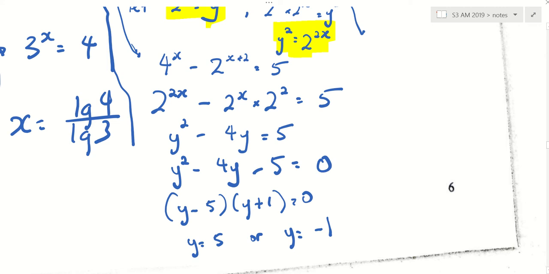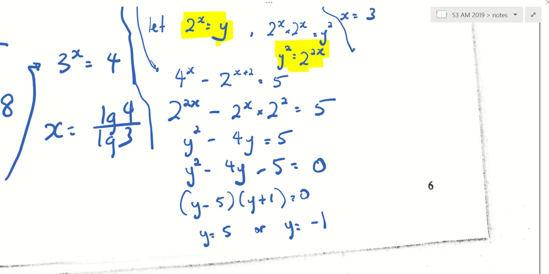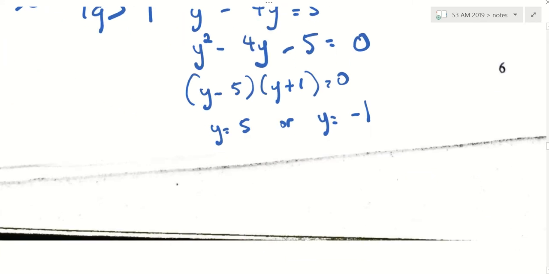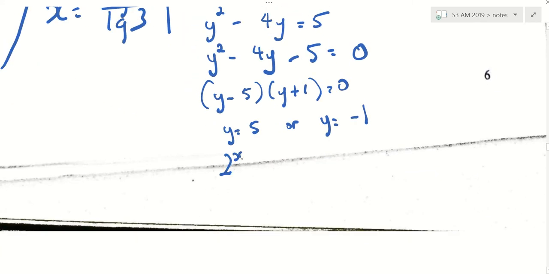Now can I hashtag here? Is this my final answer? No, right? Because I want to solve for x. So how do I solve for x? Sub back the substitution that you have created. Y equals to 2 to the power x. So I'll put back 2 to the power x to replace the y. So this is 2 to the power x equals to 5. This is 2 to the power x equals to negative 1.